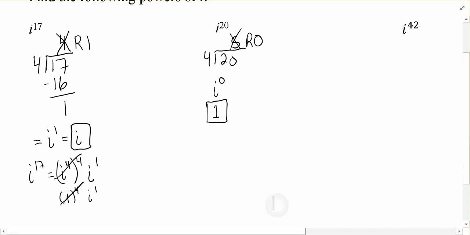Why is that the case? Because i to the 20th would be i to the 4th raised to the 5th, with nothing else after it. And that's just 1 to the 5th, or just 1.